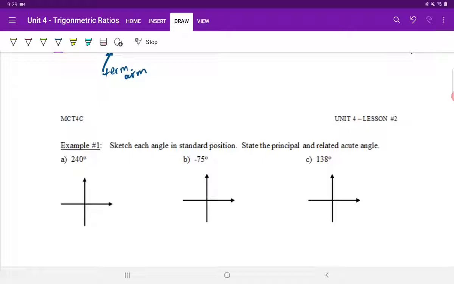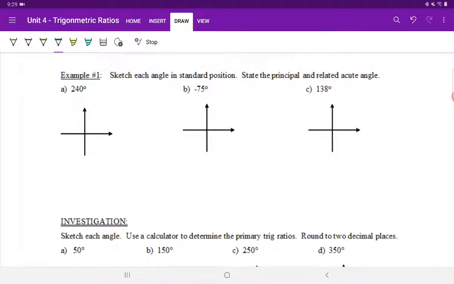Continuing on. Let's get our feet wet with a simple set of examples here. Sketch each angle in standard position, and state the principal and related acute angle. No problem. So let's start with the principal angle of 240. This is going to be our theta. That's what they've given to us, theta.